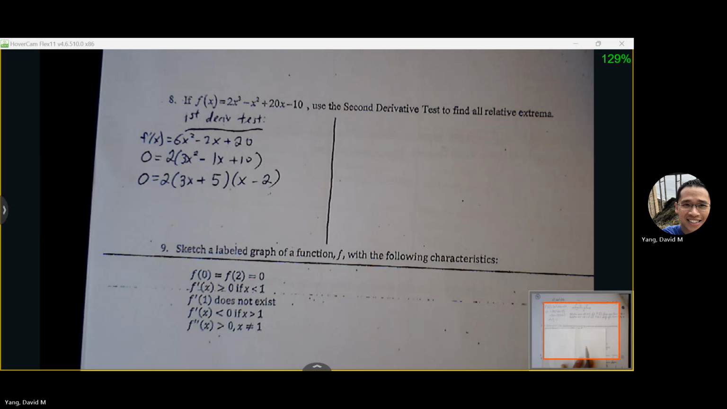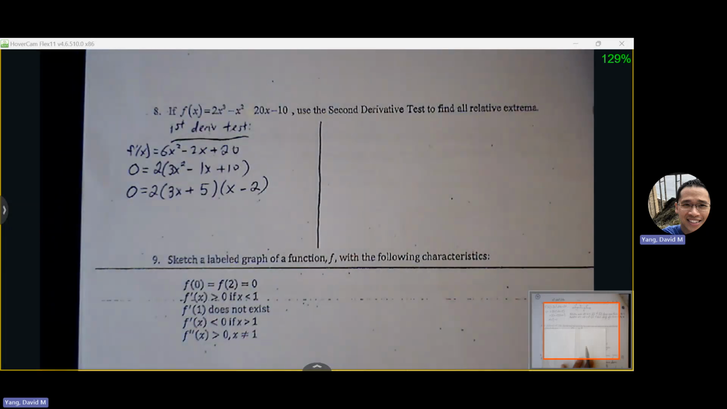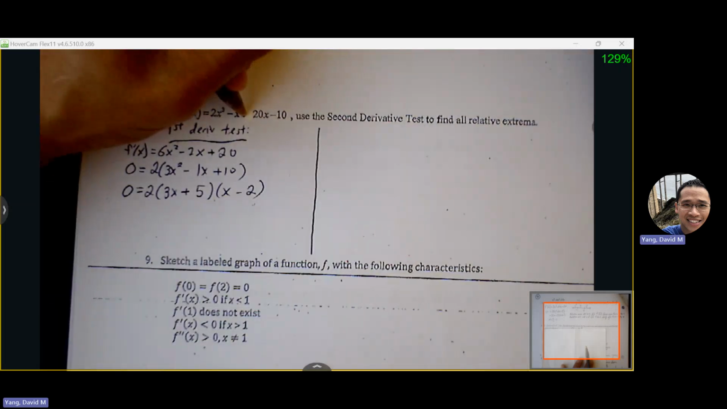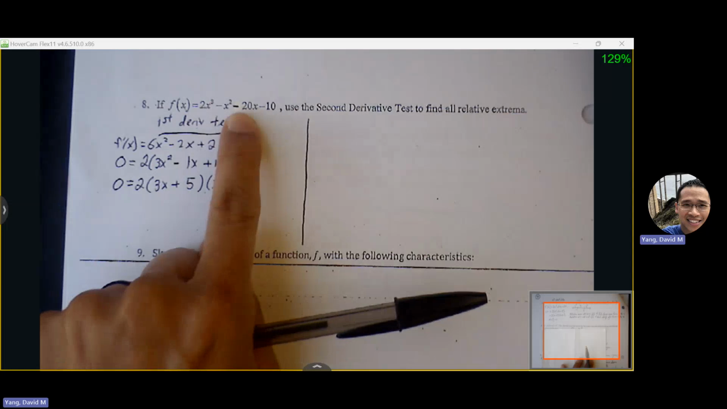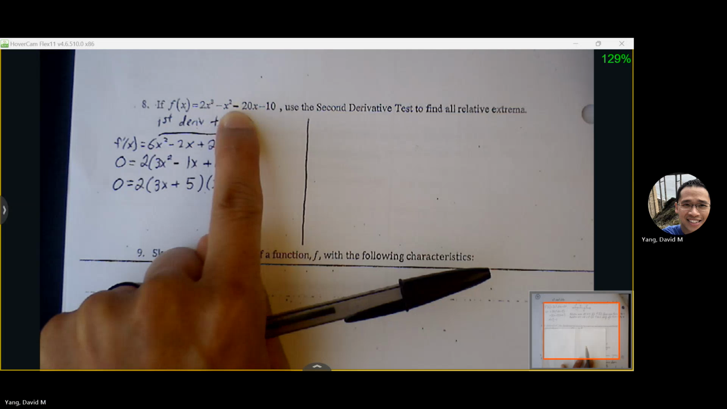Minus 10. Oh, sorry, there is a typo on the worksheet I picked up. It's not going to factor nicely if it's plus 20x. It should be minus 20x. Sorry about that. If you haven't changed number 8, it should be 2x cubed minus x squared minus 20x minus 10.